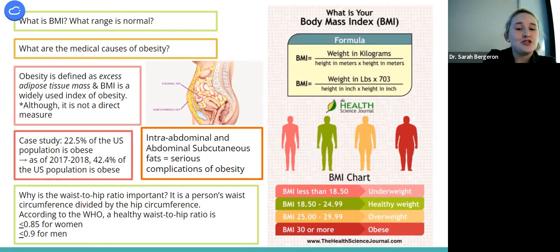Our case study mentioned that 22.5% of the US population is obese. I'm not sure when our case study was written, but I did find an article from 2017 to 2018. That's the latest I could find. And it said that 42.4% of the US population is obese. So I thought that was an interesting difference between the percentages, definitely.